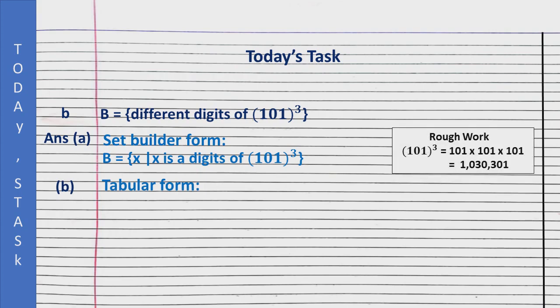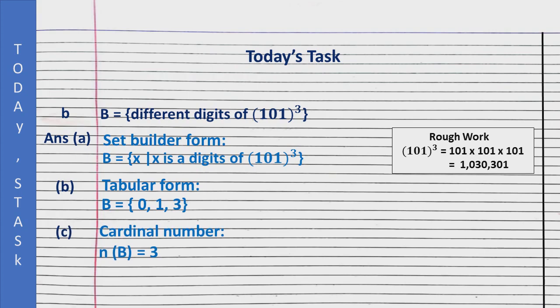Look at the rough work. 101 raised to power 3 means the number is multiplied by itself 3 times. हमारे पास नंबर 101 खुद से 3 टाइम मल्टीप्लाई हो रहा है बिकॉज हमारे पास नंबर के ऊपर पावर 3 मेंशन है. So the answer is 1,30,301. So in tabular form, हमारे पास इस नंबर में डिजिट्स मिल रहे हैं 0, 1 and 3.